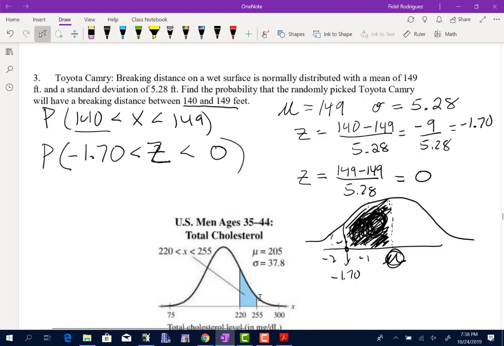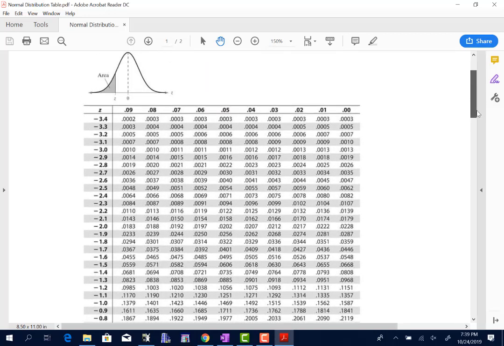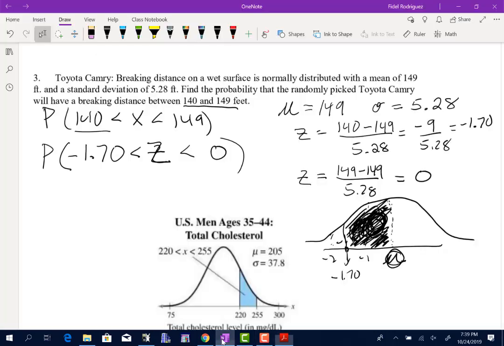So guys, if I was going to use my table, the first area I would find is the area to the left of negative 1.70. So if I were to come back over here and say, what is it for negative 1.70? Let's see, 1.70 right here, negative, 0.0446. So we would come up with 0.0446, right? And that would tell me this area right here, right?